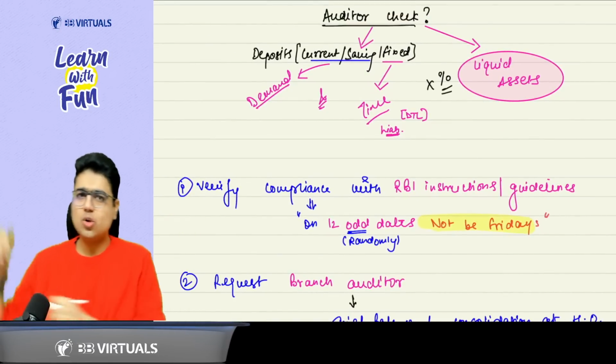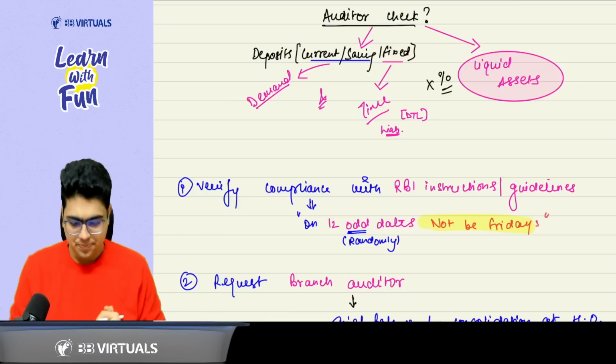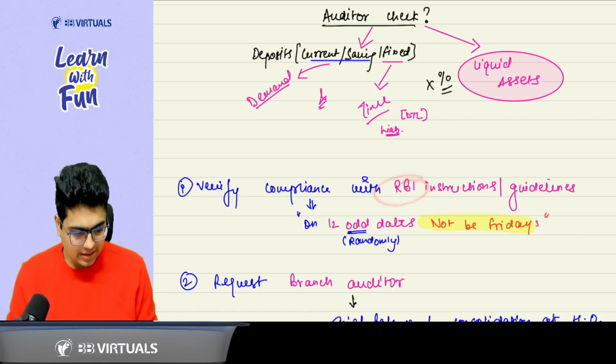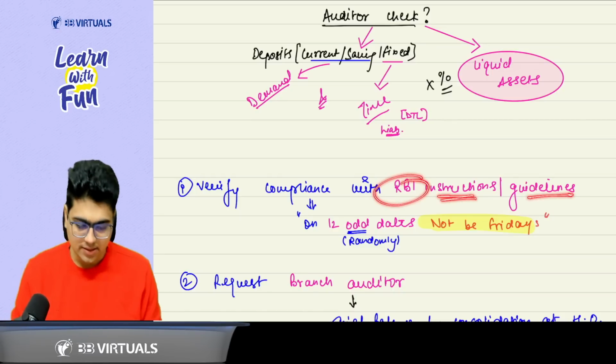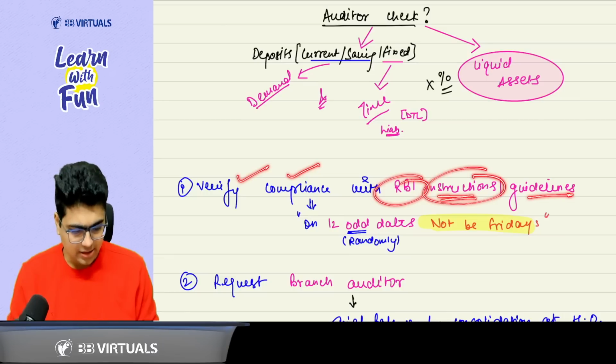Everyone just look here. The concepts are very simple, easy to understand. Just focus here. So RBI must have given some instructions and guidelines. Yes or no? Yes, sir. So as an auditor, you just need to verify the compliance with the RBI's instructions and guidelines.